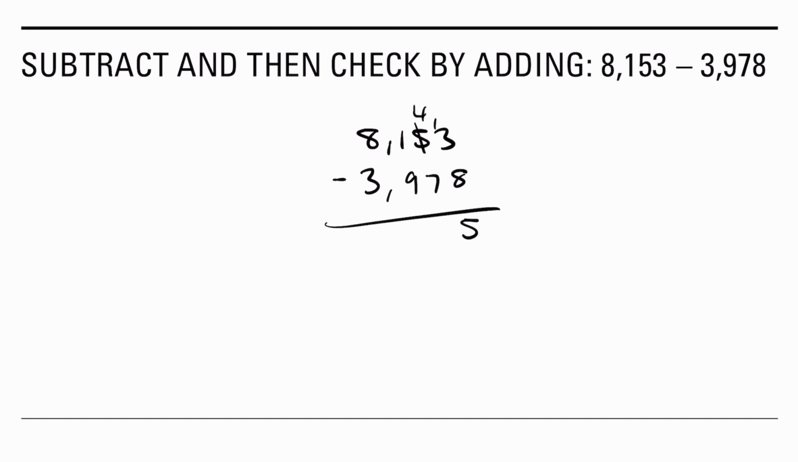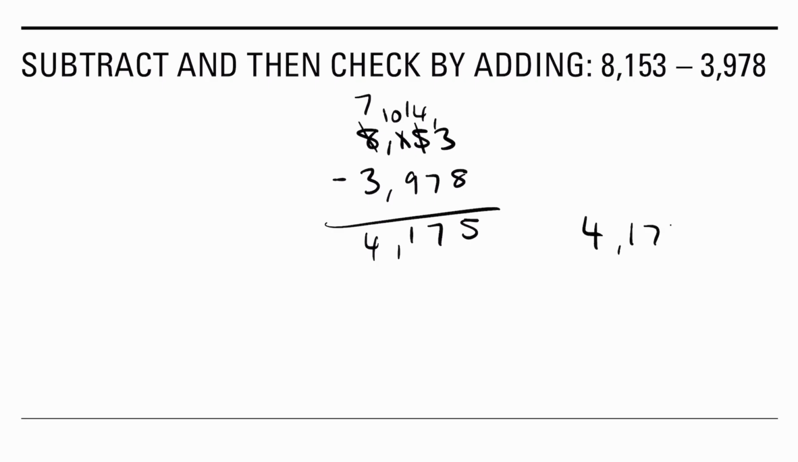So same thing again. Now we've got 8,153 minus 3,978. And so we would go 3 minus 8, can't do that, becomes a 4. 13 minus 8 is 5. 4 minus 7, can't do that, have to take from there. So then we get 14 minus 7, which is 7. 0 minus 9, can't do that, have to borrow from there. That becomes a 10. 10 minus 9 is 1. Then we get 7 minus 3, which is 4. And so we end up with 4,175.